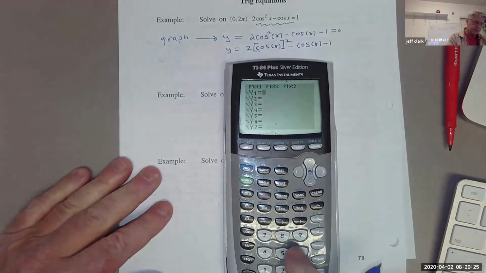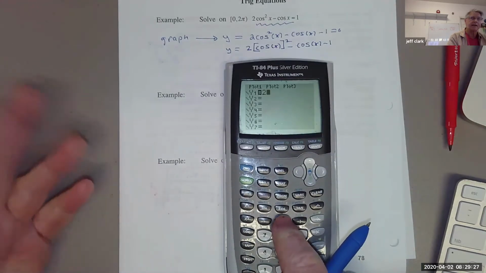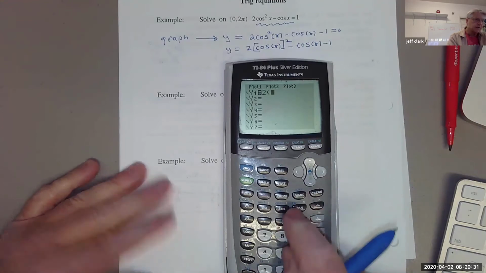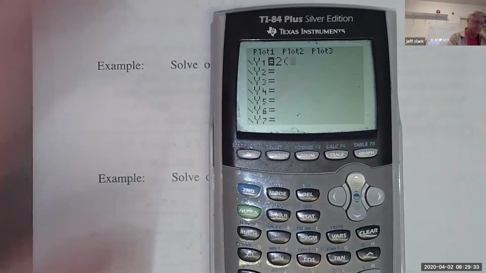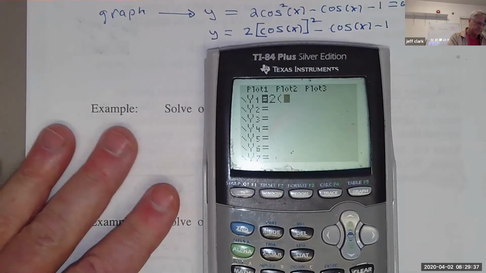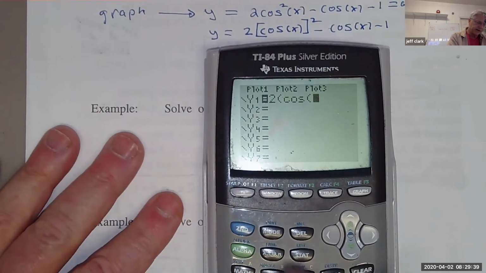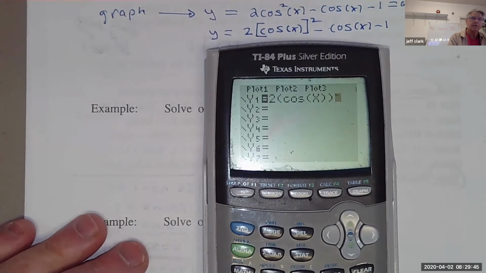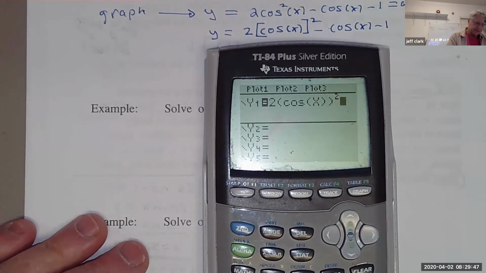So I go 2. Now, it's not bracket. We only have parentheses. So go parentheses, cosine, and then put in your x, close your parentheses, close parentheses, and now I put a power of 2 on that second set of parentheses. And then subtract cosine x, subtract 1.